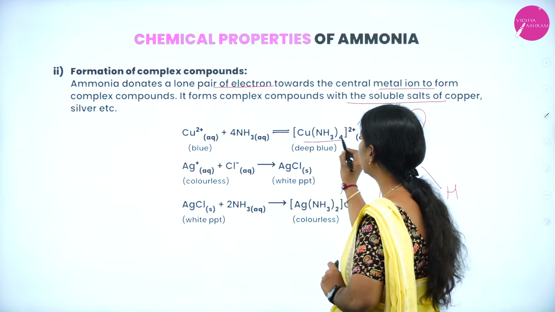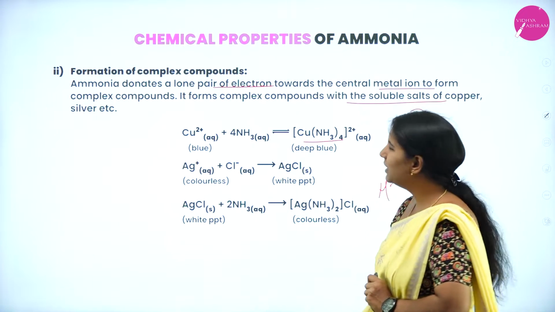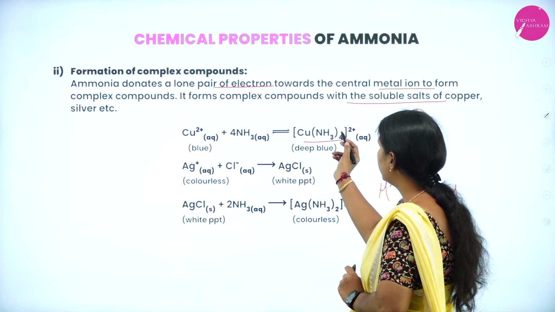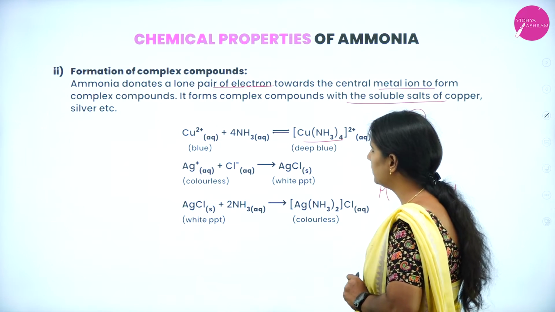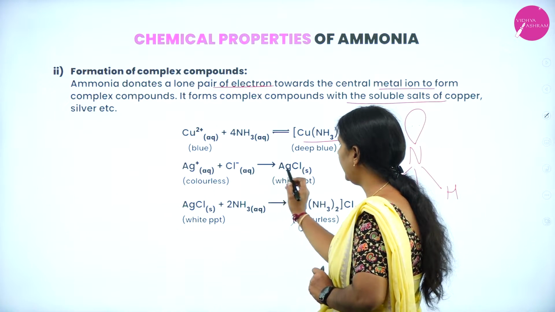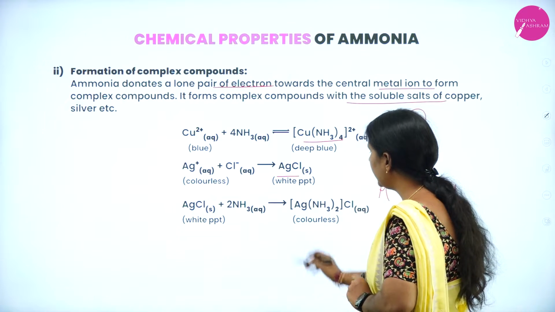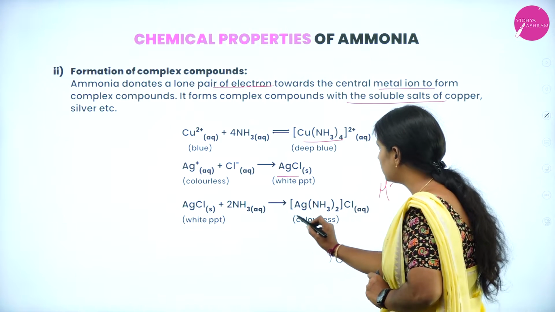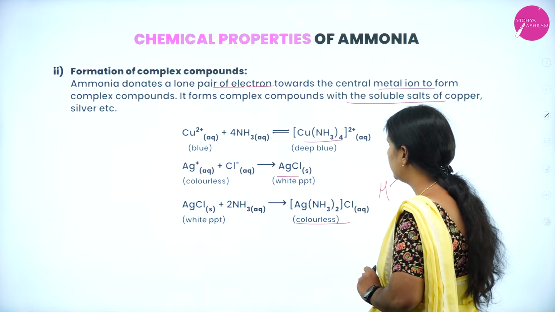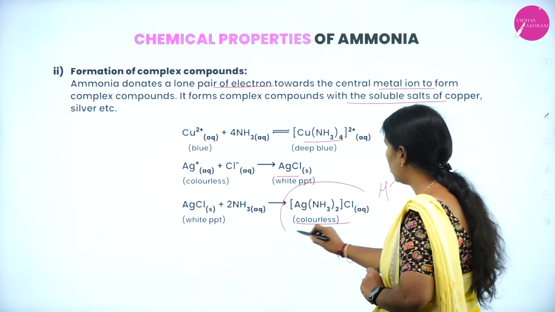to form a deep blue color, which is nothing but copper tetraammine. Similarly, silver reacts with chloride to form silver chloride, and later this silver chloride reacts with ammonia and forms a colorless silver diammine complex.